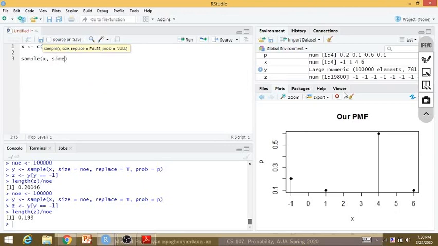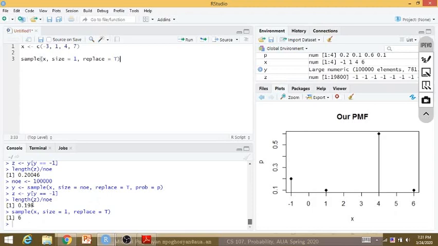How many elements, sorry, size, not same, size. How many elements do I want to have? Just make one experiment for me. Take one of the elements here and replace, say, for size 1, replacement true or false is not so important. So if I run this, that will give one possible value.